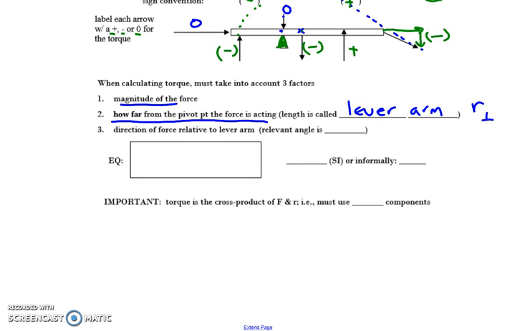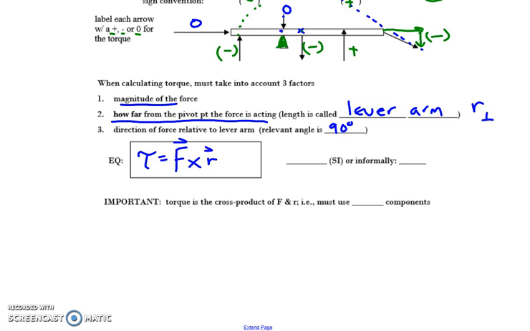So the lever arm is a length, a distance. We give it the symbol R, and the very important thing here is the perpendicular. The direction of the force relative to the lever arm is 90 degrees, and that's where the perpendicular comes from. So this is a cross product. We want a combination of force and distance, but where the forces and distances are perpendicular. So our equation for torque in general, tau, is equal to F cross R. That X is multiplying. That's a cross product.